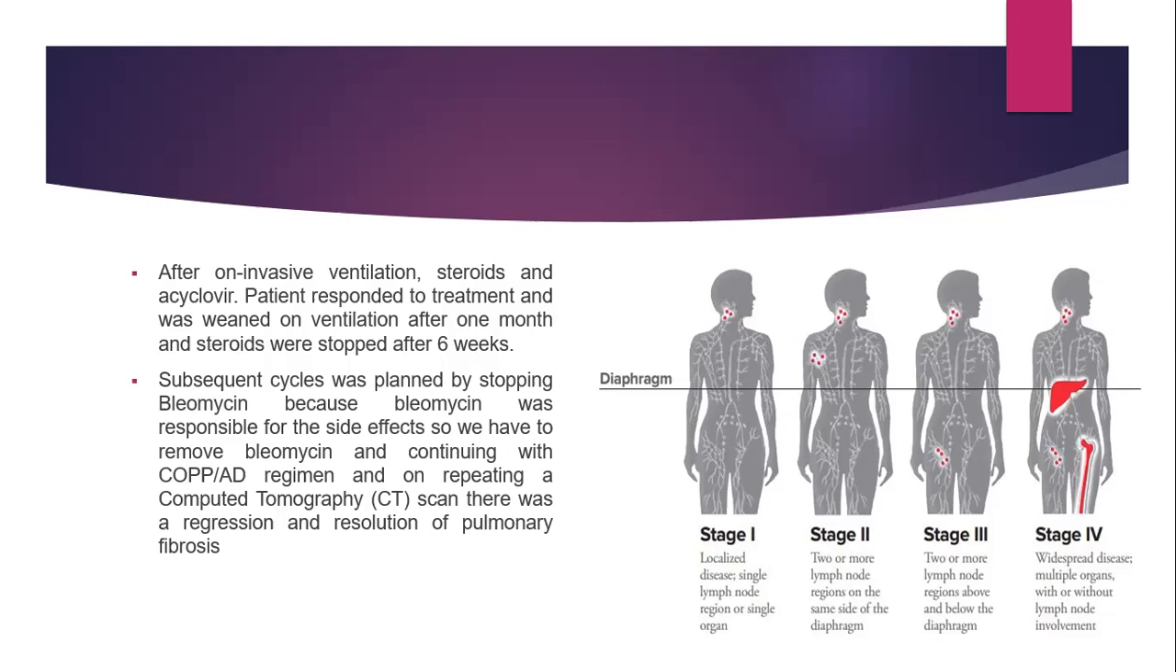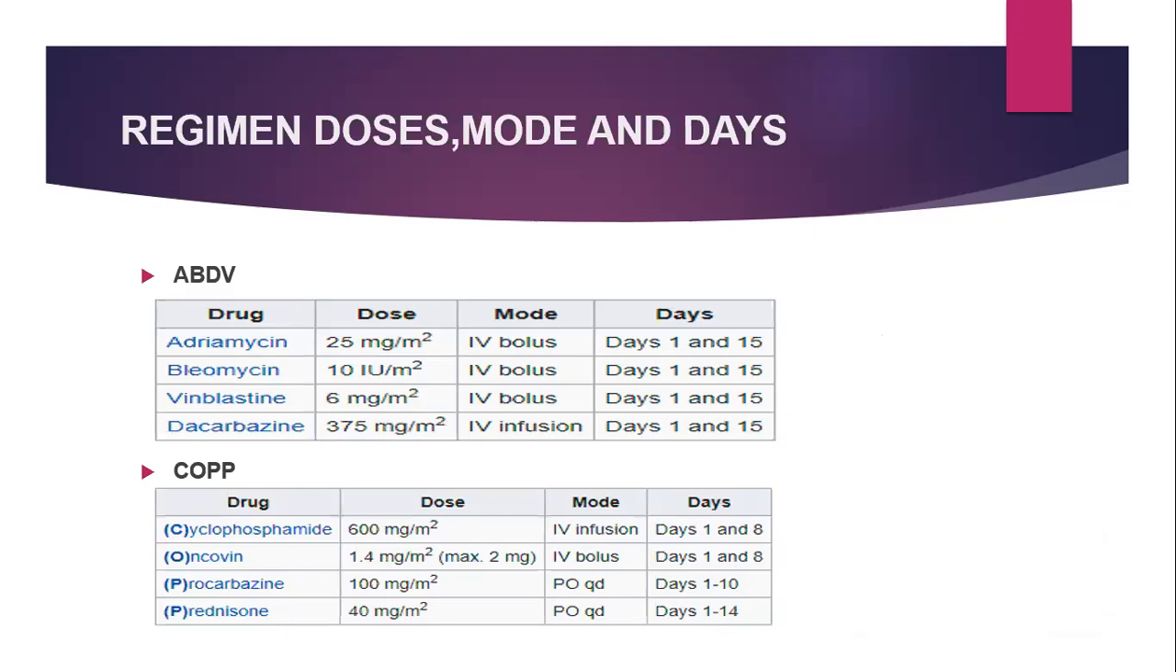In this diagram, I have shown the different stages. The patient 10 years ago was at stage 2, but now the patient is at stage 4. So we have to drop the bleomycin and continue the regimen. We can't stop the chemo right now. There are different regimen doses, modes, and days as given in these charts: ABVD, adriamycin, bleomycin, vinblastine, dacarbazine. What are the different doses, what are the modes, and how many days? Days 1 and 15, with cycles given over 28 days.